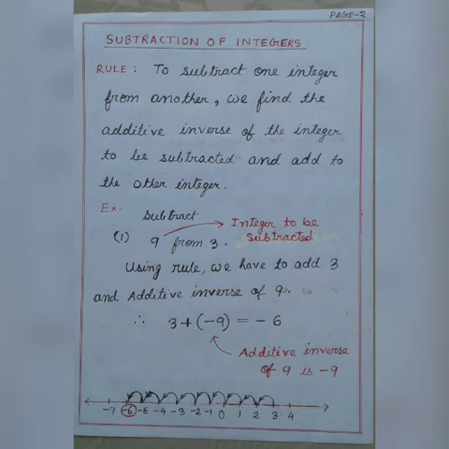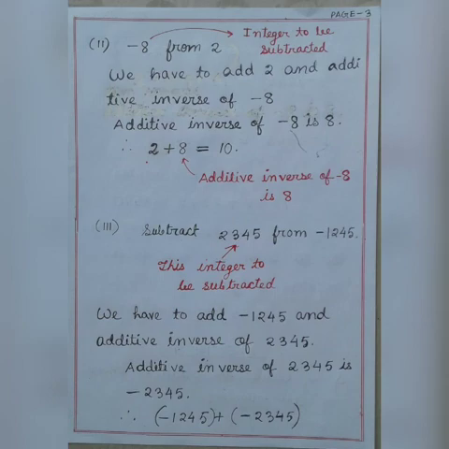For more understanding, I have taken some more examples. Example number 2. Subtract minus 8 from 2. Here minus 8 is the integer to be subtracted. We have to add 2 and the additive inverse of minus 8. What is the additive inverse of minus 8? It will be the opposite of minus 8, that is plus 8. Therefore, 2 plus 8 is equal to 10.